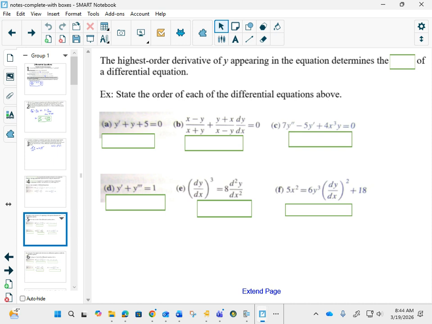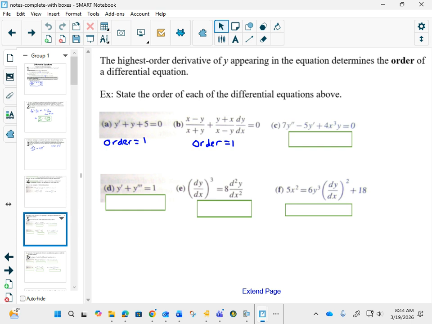The highest order derivative determines the order of a differential equation. So this first one here would be a first order differential equation because we just have a y prime. Same thing with the second one. We just have dy dx. That's a first order differential equation.